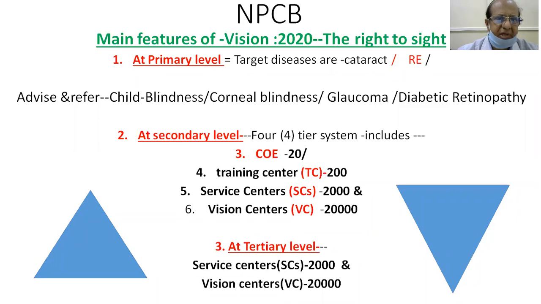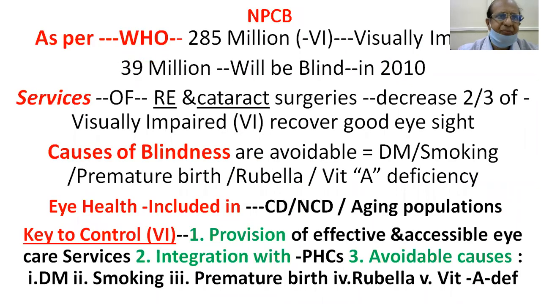From bottom up is primary level, secondary level, tertiary level. As per the World Health Organization, 285 million are visually impaired, and 39 million will be blind in 2010. Services of refractive error and cataract surgeries decreased. Two-thirds of the visually impaired can recover good eyesight. Causes of blindness are avoidable, like diabetes, smoking, premature birth, rubella, vitamin A deficiency. Eye health includes communicable diseases and non-communicable diseases.